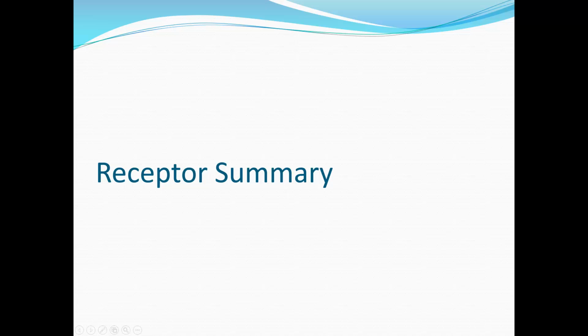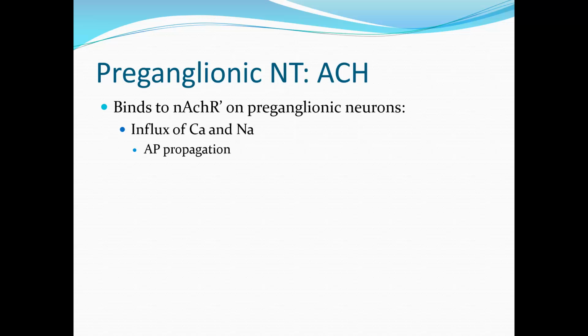I think this is the most important video in terms of being able to understand the whole receptors and their function in the organs. So, when we talk about preganglionic neurotransmitter, we're only talking about acetylcholine, because there are no preganglionic adrenergic receptors. They're not muscarinic. They're not adrenergic. They're all acetylcholine.